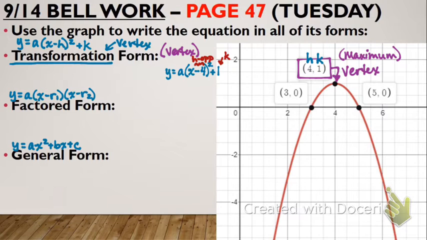5, 0 sounds good. So what do I put in the place of the y? 0, because that's the y part of that ordered pair. Equals a, and then what am I putting in for x? 5 minus 4 squared plus 1. Order of operations says I do my parentheses first, right? Yes. All right, so what is 5 minus 4? 1. So I have a 1 right here that I'm going to square.